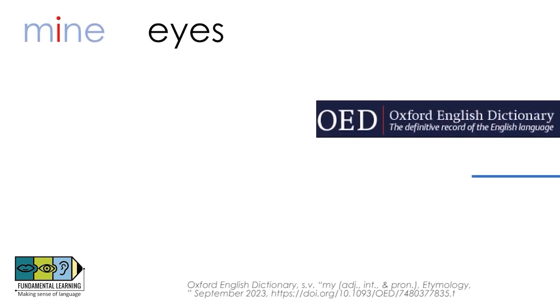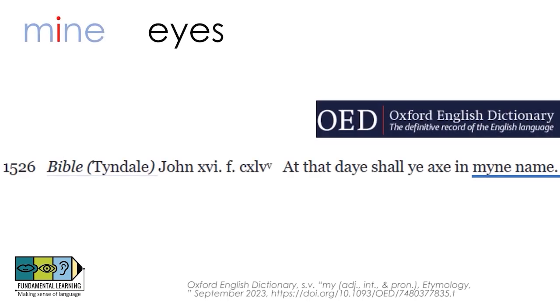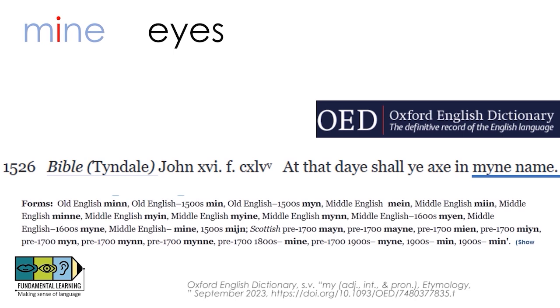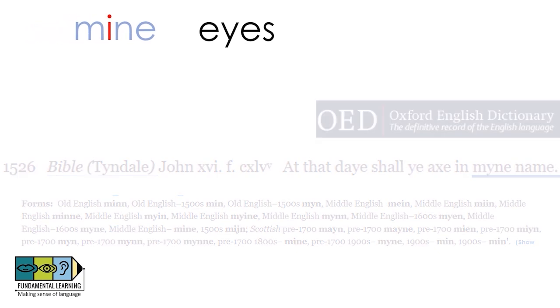Now, if we look at the Oxford English Dictionary, we can see an example. Note in this excerpt from the Tyndale Bible the use of mine with an N rather than my before name. And here we can see some of the variations in spelling. Now remember, the spelling of mine would have varied over time and between dialects. There wasn't a standard spelling until much later, around the time of the printing press.